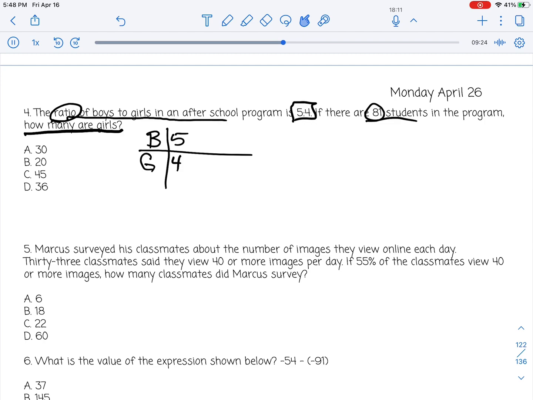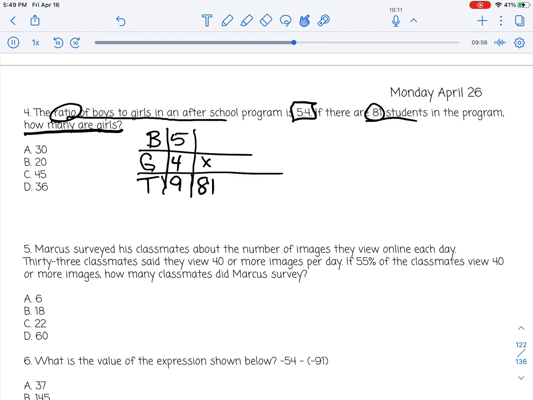It also gives me other information. It says if there are 81 students in the program, how many are girls? So I know I'm going to be looking for girls. But it also gives me total students. So I'm going to need another row in my ratio table. And then I'm going to have to get a total of my ratio. So I'm going to add 5 plus 4, which gives me 9. And then I'm also going to put the total students to the right side, which would be 81.